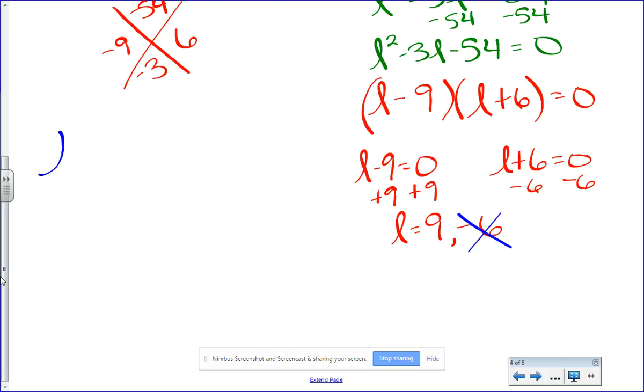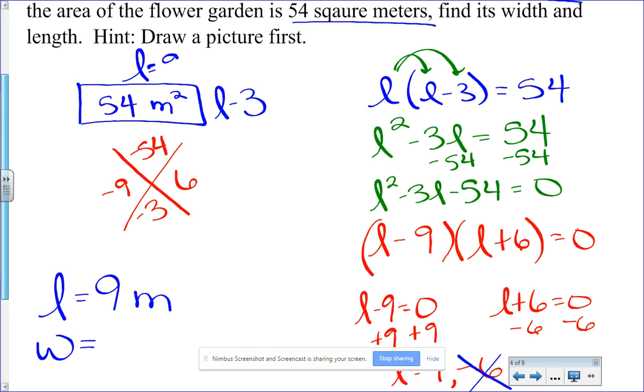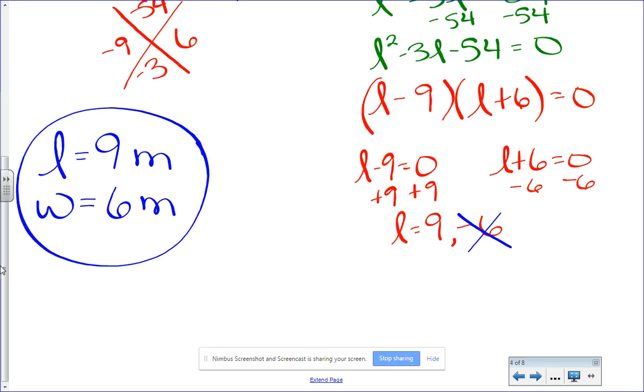That gives us an answer for a length of 9 meters. Remember, when we measure length, it's a singular unit, so meters. When we measure area, it's a square unit, so meters squared. The question actually asks us to find length and width. So once I have my length, I'm going to go back up to the diagram here. If my length is 9, that means my width should be 9 minus 3, which gives me 6. So width is 6, length is 9.